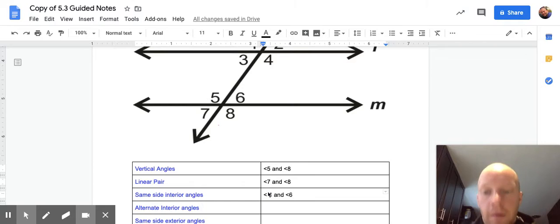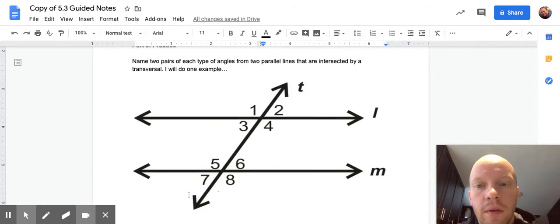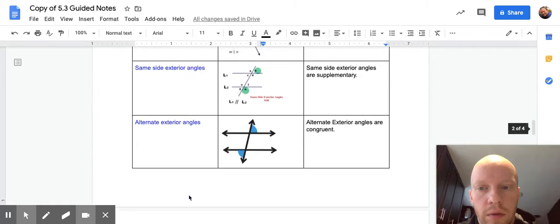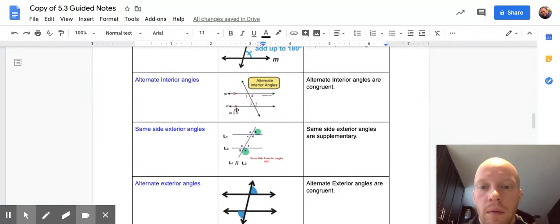Okay, let's move into alternate interior. You know what? I forgot what that means. So alternate interior angles. Alternate interior angles are congruent. Well, that doesn't give me too much, right? It's telling me the relationship. Oh, but I can look at the picture, and the picture tells me that alternate interior angles are angles 1 and 2, right? Or angles 4 and 3.